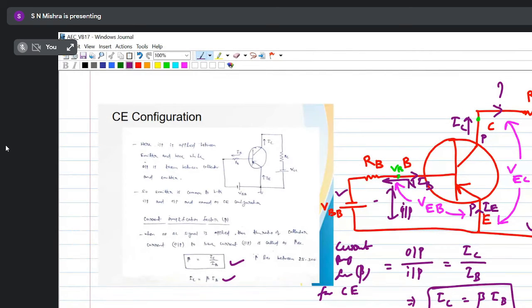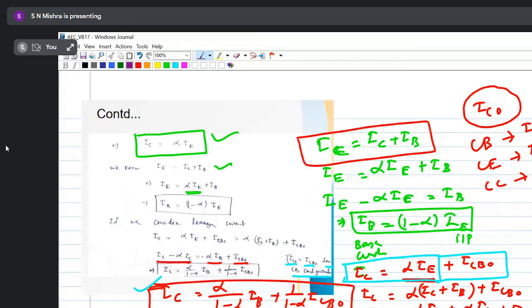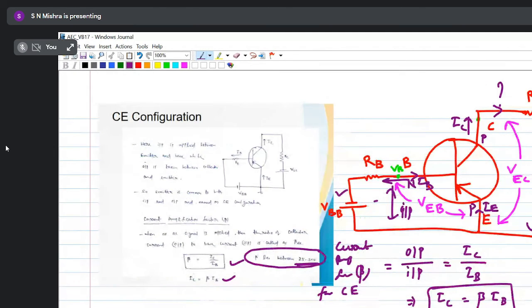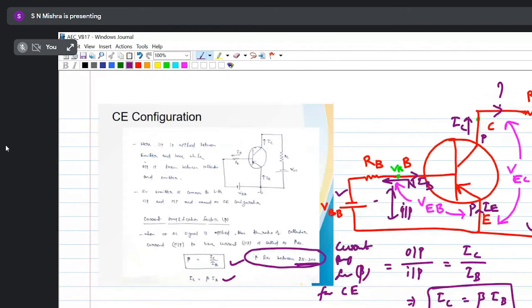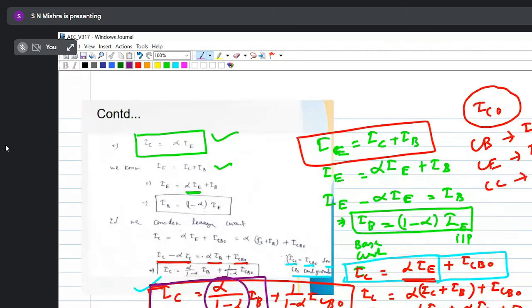So alpha ranges between 0.96 to 0.995, but beta range is high. That means 25 to 300, even more than that you can get. So beta value is high. Okay. Now, if I compare the previous equation, this one and this one, IC equals to beta IB, and if I compare only this part, what you will get? IC equals to some factor into IB. So from this comparison, what you can understand, beta is equals to how much?